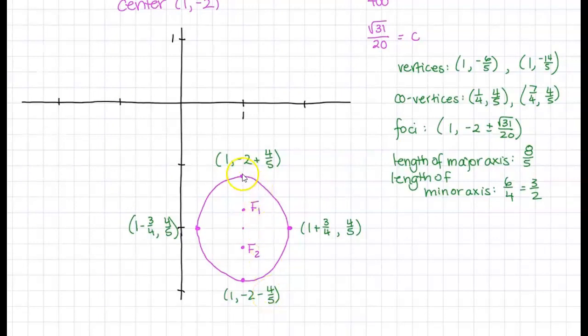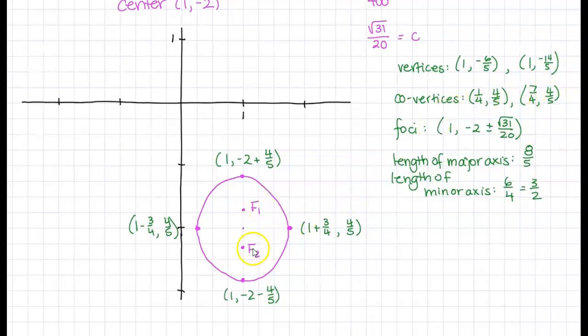And so I kind of ballparked where the points would go, but then when you go ahead and calculate these, you're going to get -6/5 and -14/5 for the y-coordinates. The x-coordinates are still 1. And then we have something similar for the co-vertices. I'm going left and right a units. A was 3/4, so I'm subtracting and adding 3/4 to the x-coordinate of the center. And that's where I got my x-coordinates of 1/4 and 7/4. But the y-coordinates don't change.